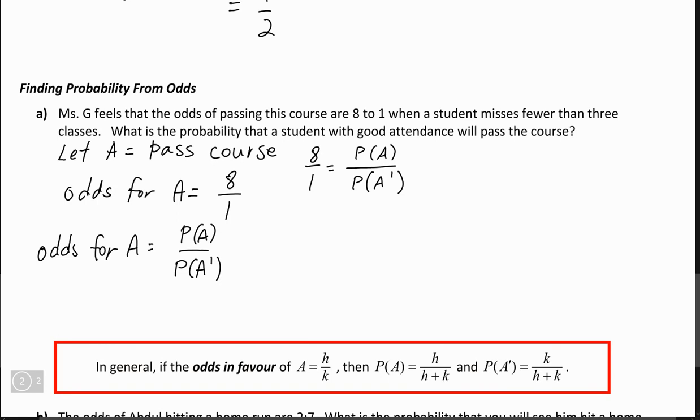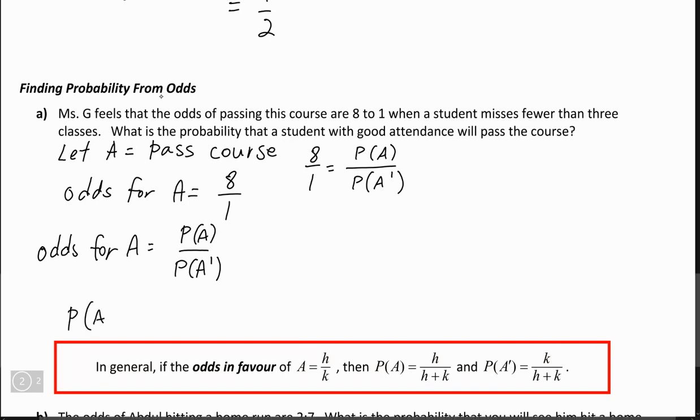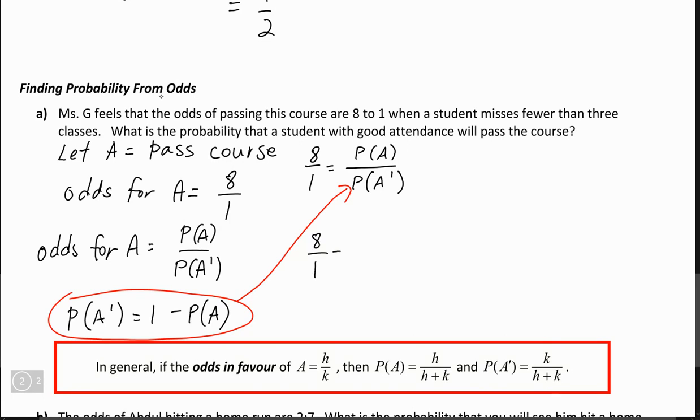So I have an equation here with two unknowns, the probability for A and the probability for the complement of A. I don't know either, but I do know the relationship exists: P of A prime is equal to 1 minus P of A. So I can make a substitution, and if I make that replacement, I can say 8 over 1 equals P of A over 1 minus P of A.